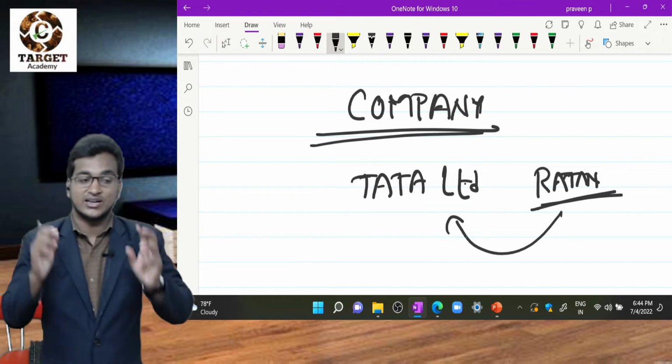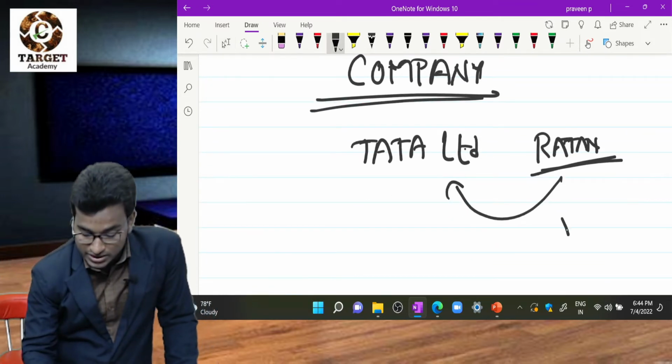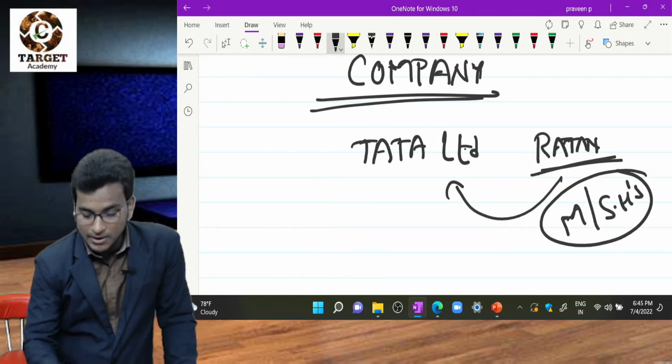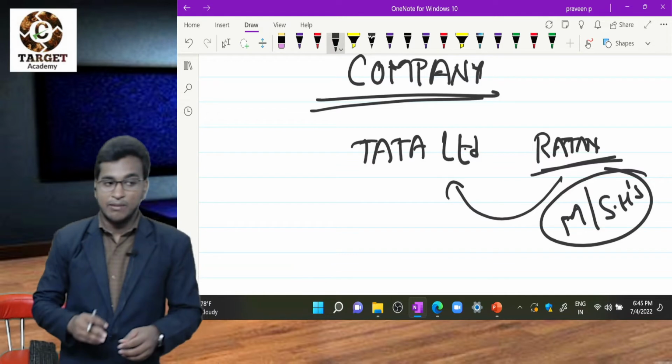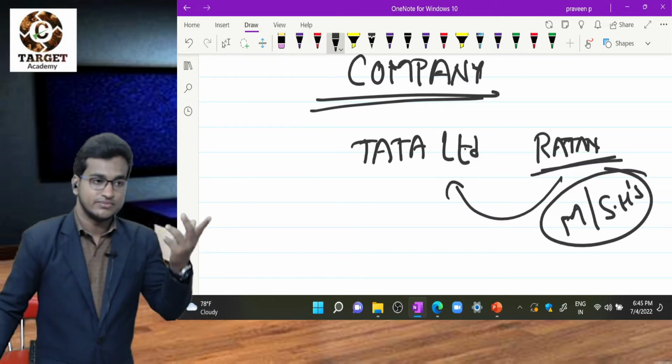Not only Ratan Tata, there are some other members also there. Those members are called shareholders or members. They may be outside public or board of directors, anybody.